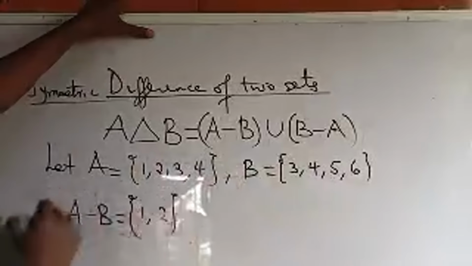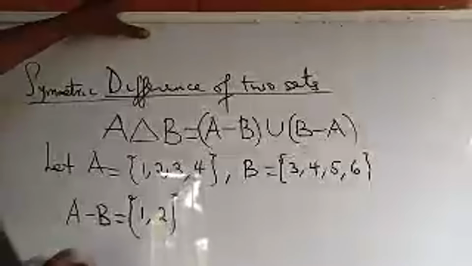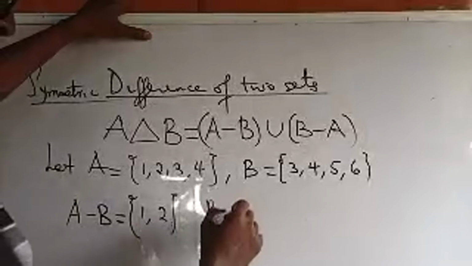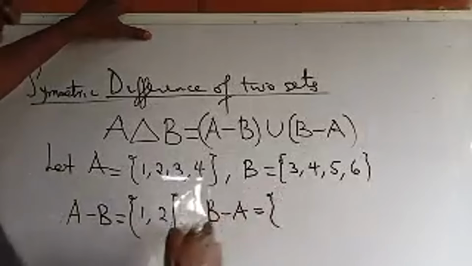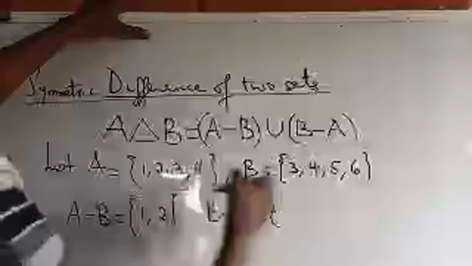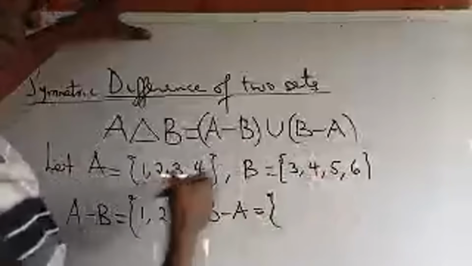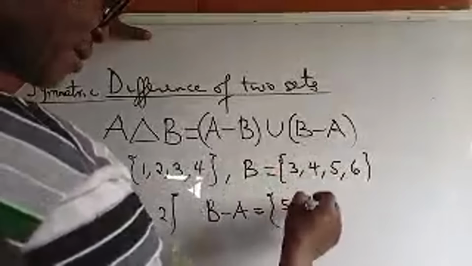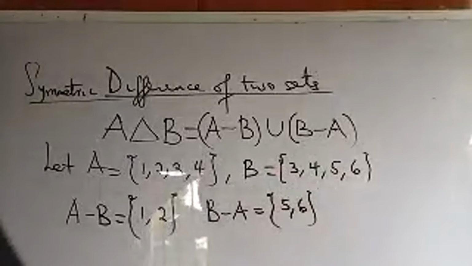Beautiful. Okay. Now, what about B difference A? That is elements in B, but not in A. 3 and 4 are in B, they are in A also. 5 and 6 are not in A, but they are in B. 5 and 6. Beautiful. All right.